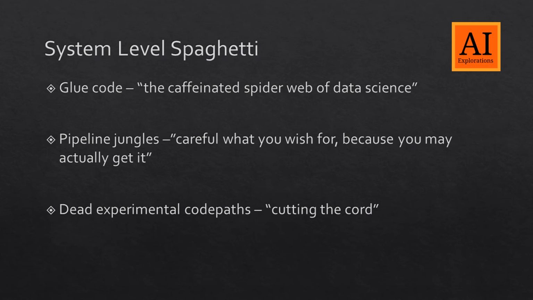There's a third consideration, which is the dead experimental code paths. This has to do with literally the phrase cutting the cord in machine learning systems. What do you mean when you say cut the cord? When we say cut the cord, we essentially are weaning off a system to be able to be useful in the real world on its own.